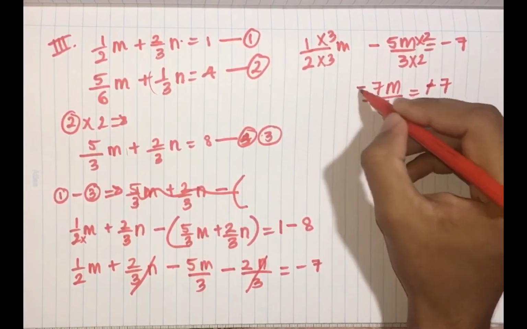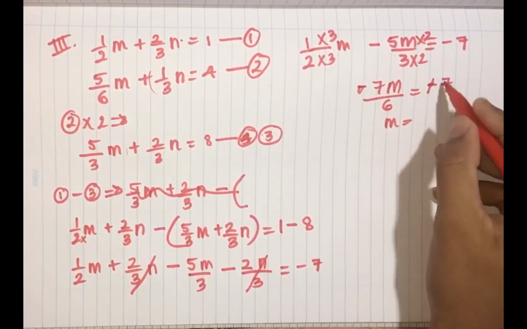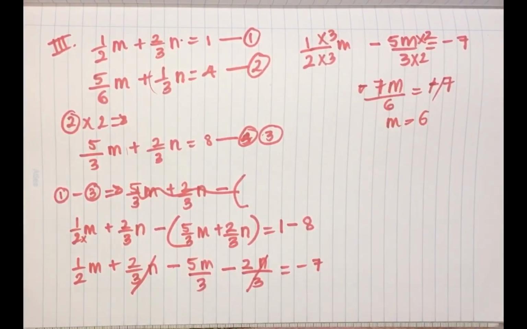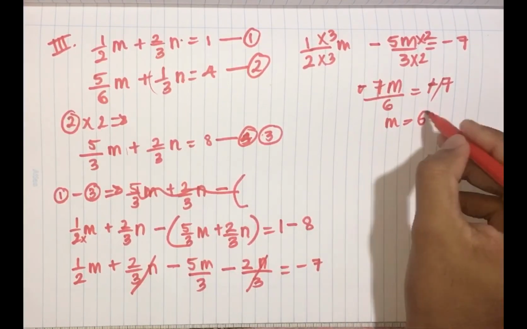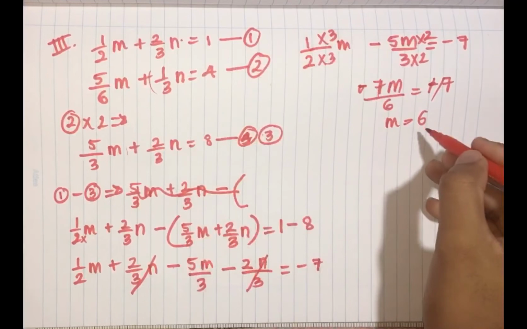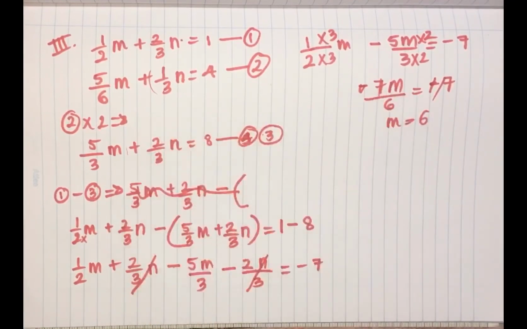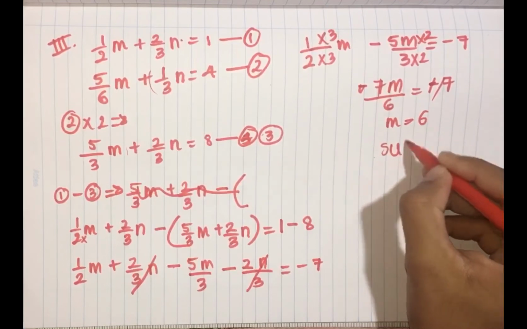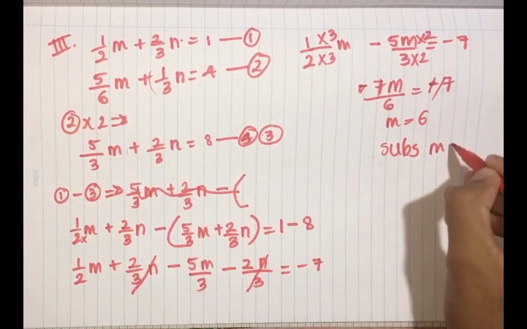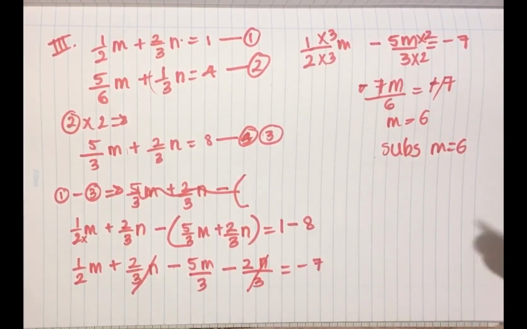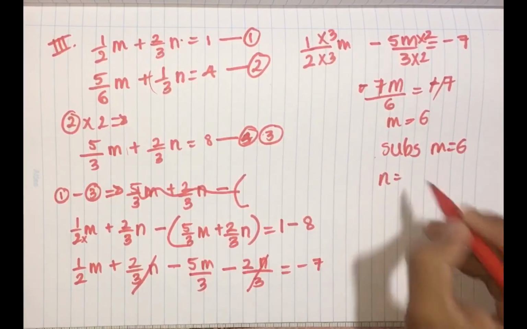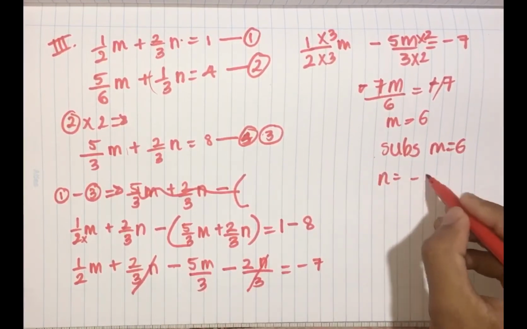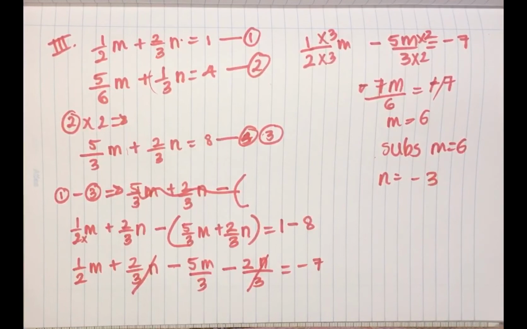So minus and minus will cancel off. M is equal to 6, isn't it? Yes, m is equal to 6. And then if you take any equation and substitute the value of m in equation 1, 2, 3, whatever you like, the value of n will be, you should get minus 3 if I'm not wrong. Okay, is that clear? Okay, that part is done.